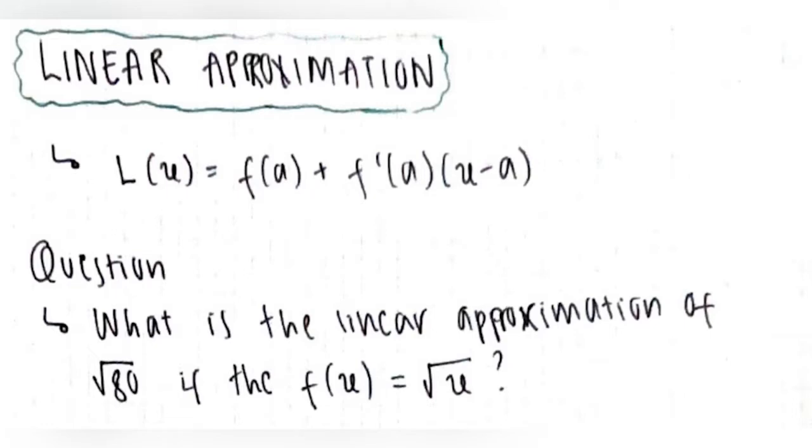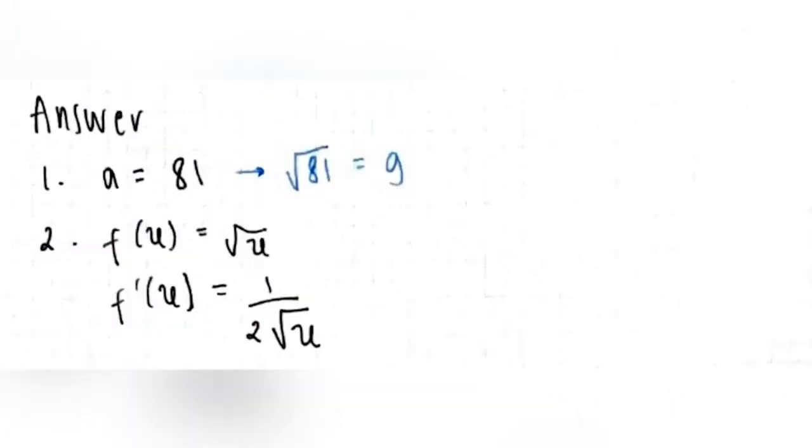For example, we want to find the linear approximation of the square root of 80 when the function is equal to square root of x. To solve this, we can choose 81 as the a because it is the closest number to 80 that has a whole square root, which is 9. Second, we determine the derivative of the function, which is 1 over 2 times square root of x.